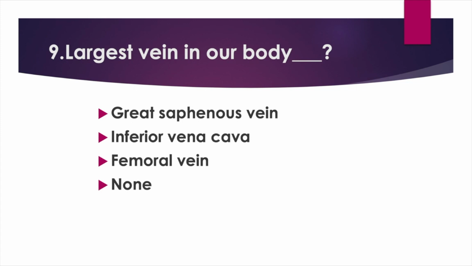Largest vein in our body. Options: great saphenous vein, inferior vena cava, femoral vein, none of these. Correct answer is inferior vena cava. Longest vein in our body is great saphenous vein or long saphenous vein.